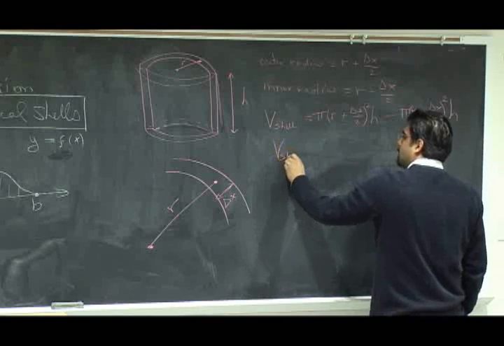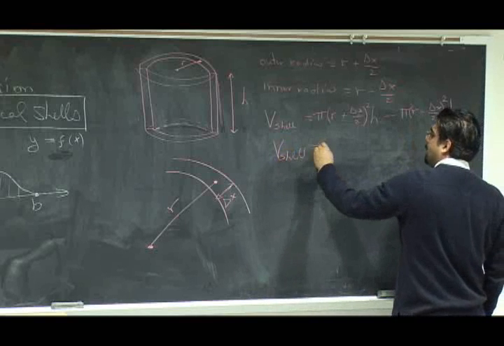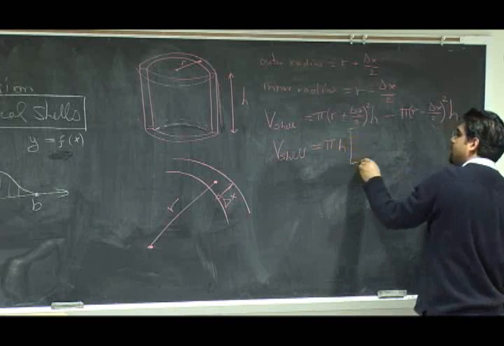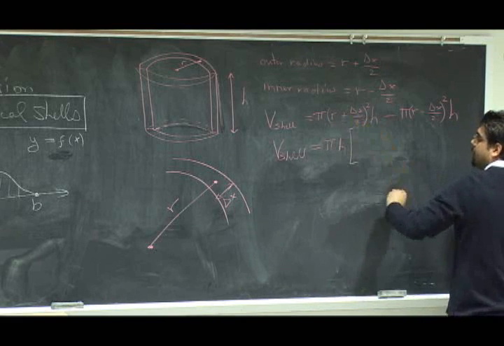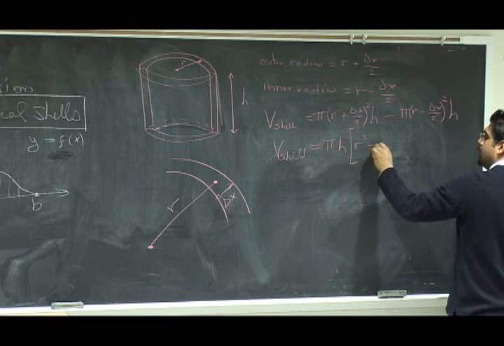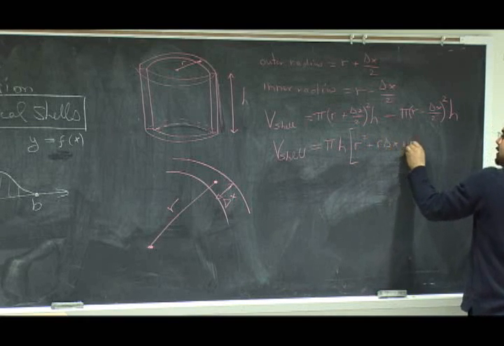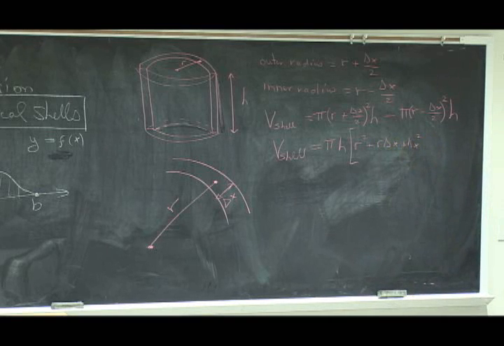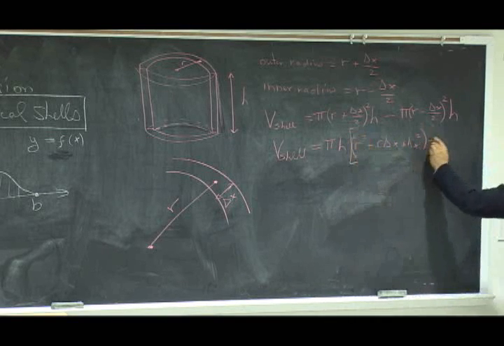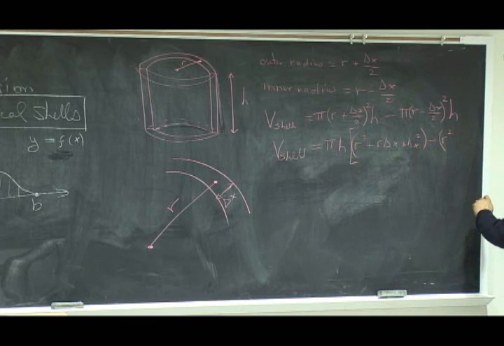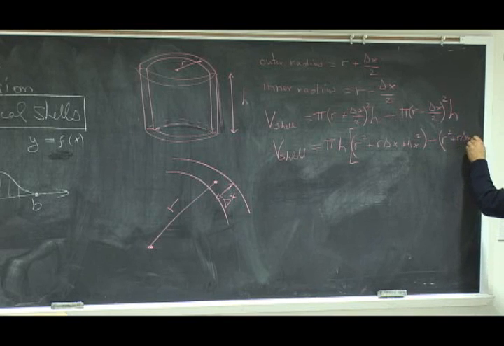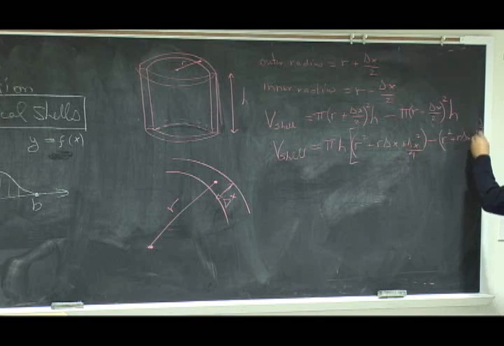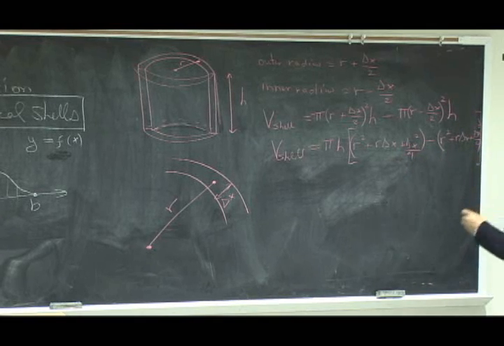Great, so let's simplify this. It's very clear that we have pi h as a common factor, so let's factor that out. And within the brackets, we can multiply this out. That would be r squared plus r delta x plus delta x squared over 4, right? And minus r squared plus r delta x, sorry, delta x squared over 4 plus delta x squared over 4. And a lot of terms cancel.